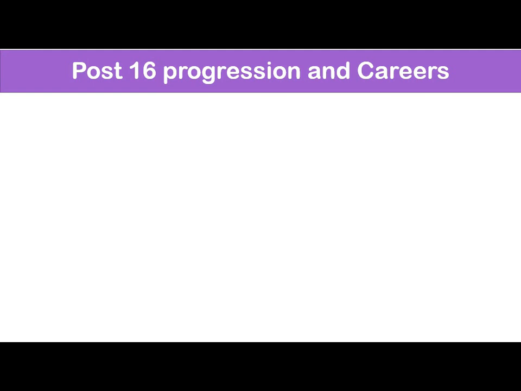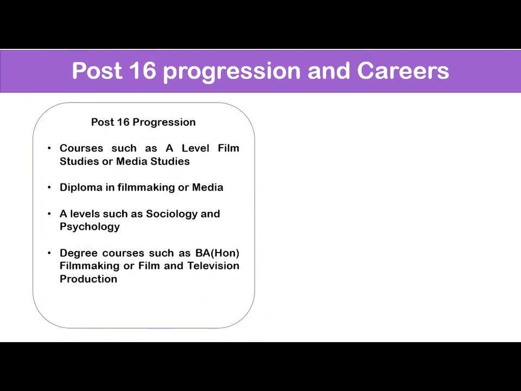Now, after completing this course, students will have a range of options for post-16 progression. They could do courses such as A-level Film Studies or Media Studies, look at completing a diploma in filmmaking or media, maybe apply those transferable skills to A-levels such as sociology and psychology, or even degree courses such as the BA Honours in filmmaking or film and television production.